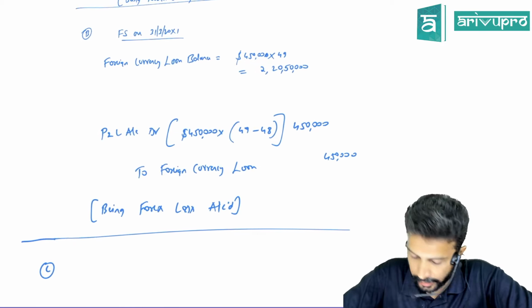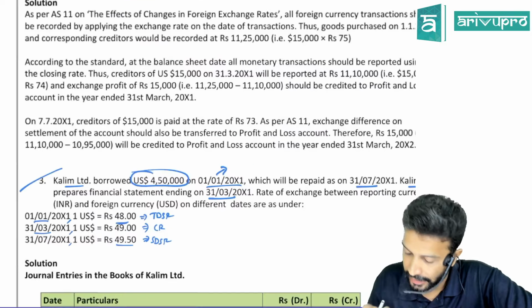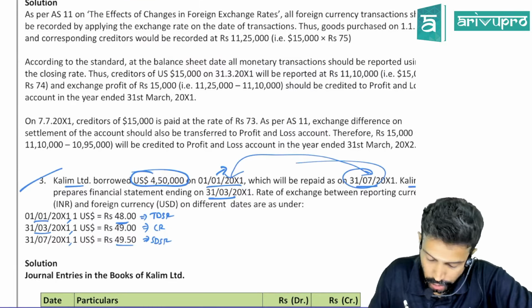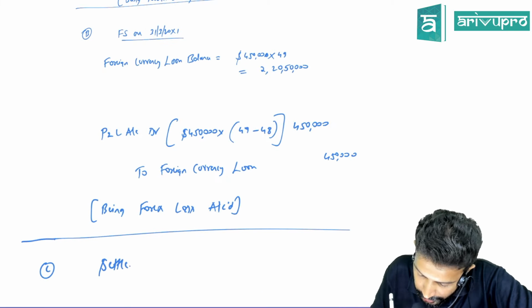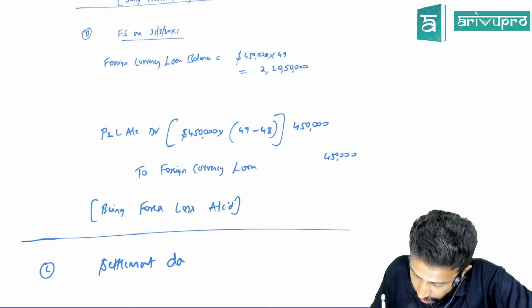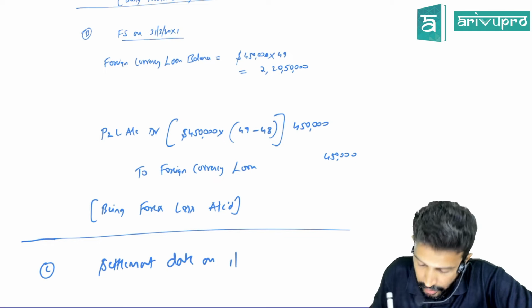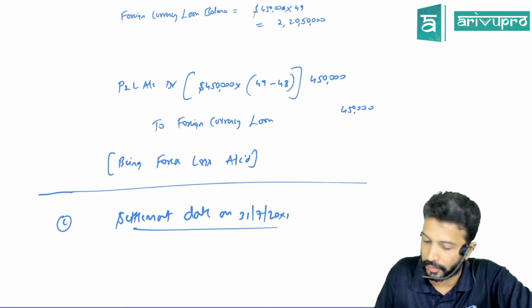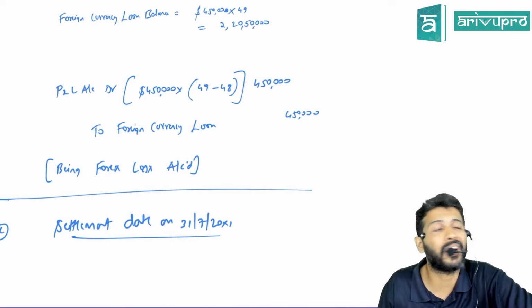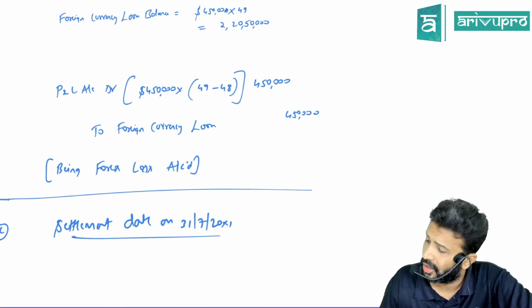Alright, the next one, settlement. Sir, when are we settling this? 31st July. Okay, so we are doing a settlement. So we'll write this as settlement date. On which date? 31st July 20x1. So we know the provision already. All settlements are recorded at the settlement date's spot rate.